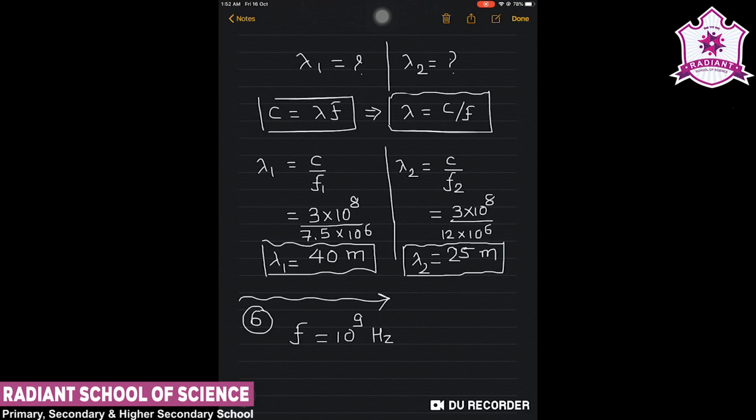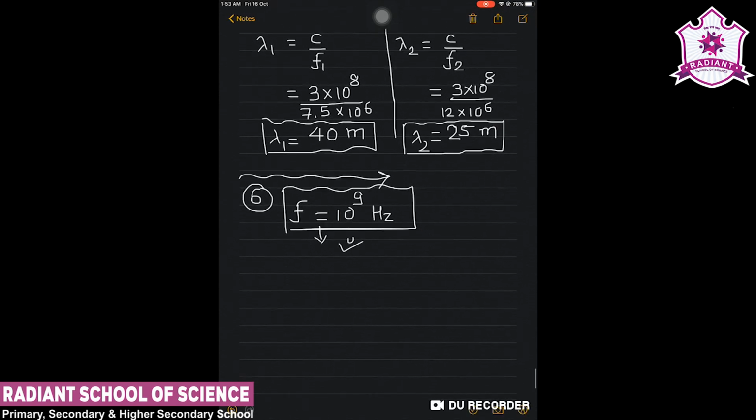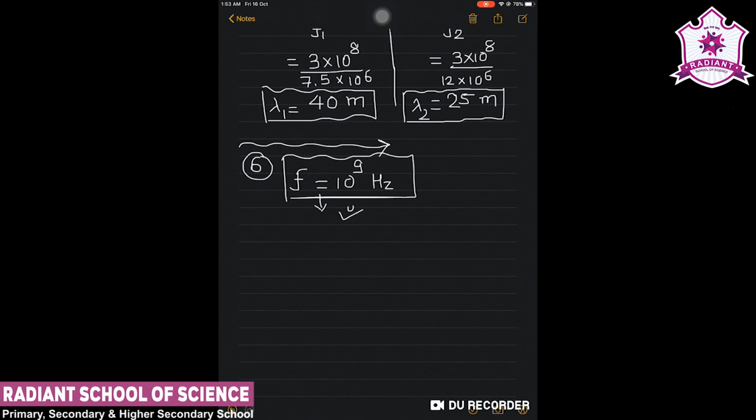According to Maxwell, a charged particle oscillating with a certain frequency produces an electromagnetic wave of the same frequency. So if the charged particle oscillates with this frequency, it will also produce electromagnetic waves of the same frequency. So this is a straight answer. This is your example number 6. Now we will move further to example number 7.